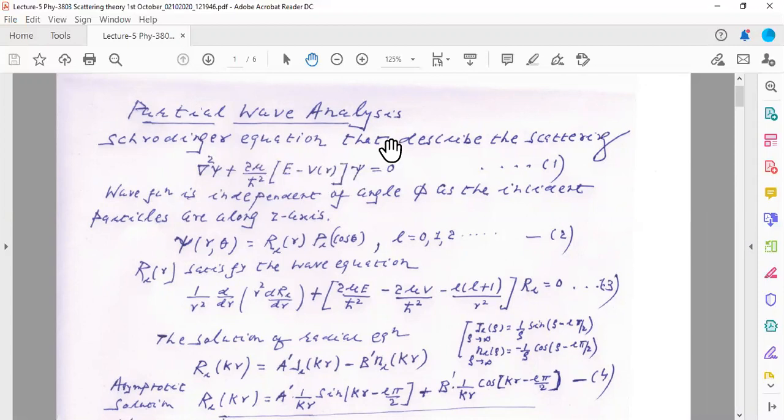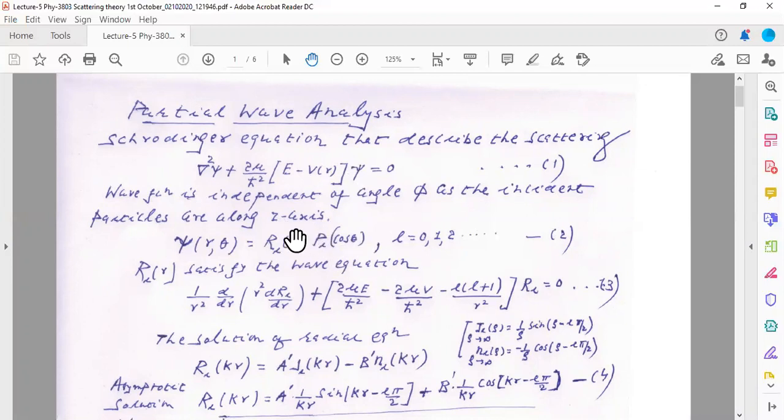And you see our wave function psi is only a function depending upon r and theta. It is independent of phi because your incident particle is moving along the z-axis. And since it is depending upon r and theta, we can split the wave function into two parts, the radial part as well as the angular part. So this equation 2 indicates that psi of r, theta is a product of the radial part and the angular part.